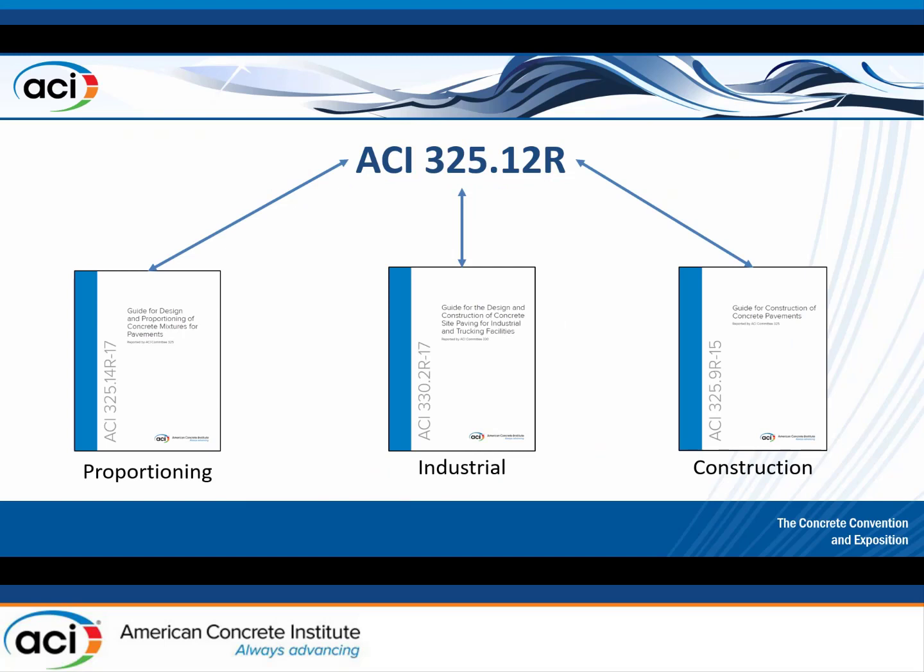Now, within the ACI 325R, the design document, it does refer to 3 other documents for various things. There's really good discussion in the construction document, for example, about jointing, about paving, the equipment and things like that. So that document covers construction kind of soup to nuts. When we're talking about mixture proportioning, there's another ACI 325 guide that gets in depth with that. And then also there are some things in the ACI 330 industrial guide that are good to refer to, and those are highlighted throughout the ACI 325-12R document.